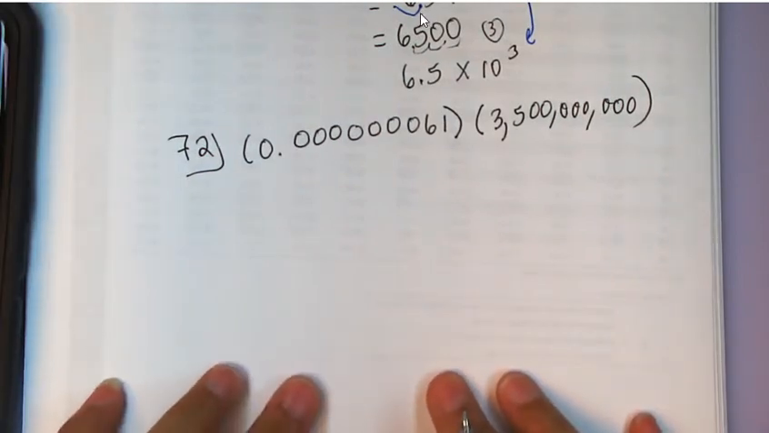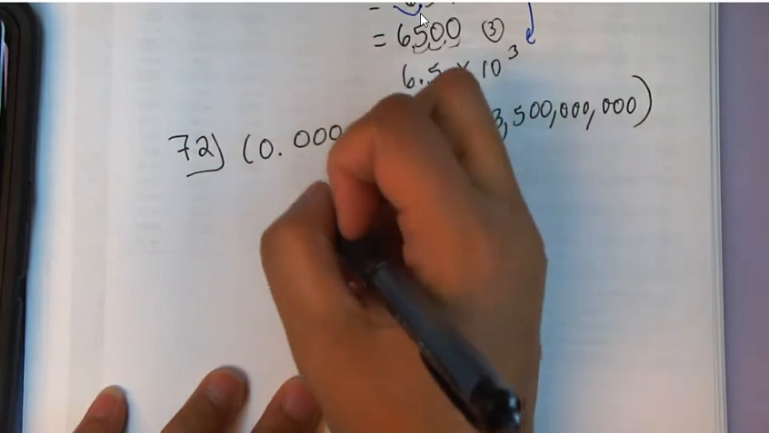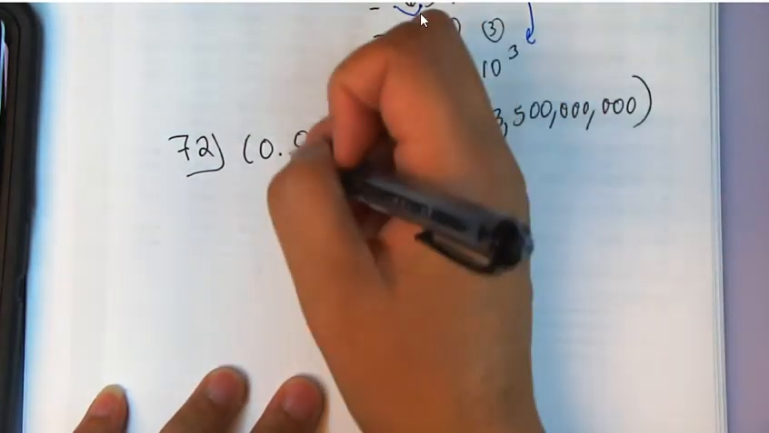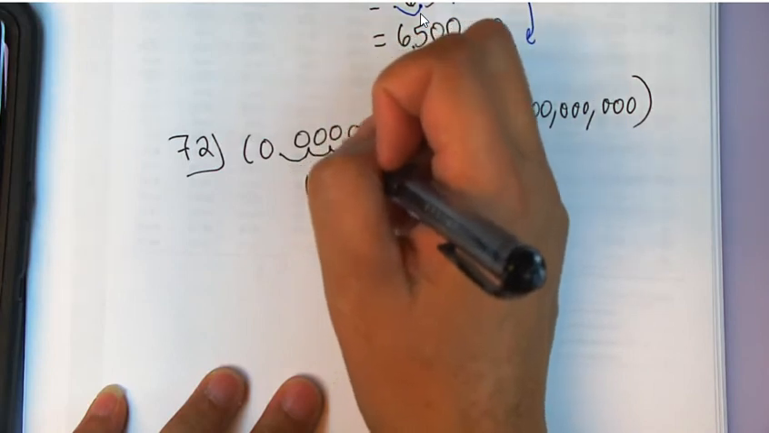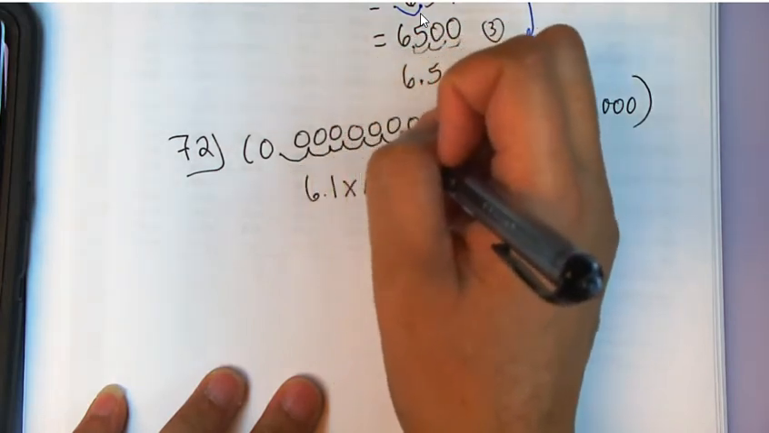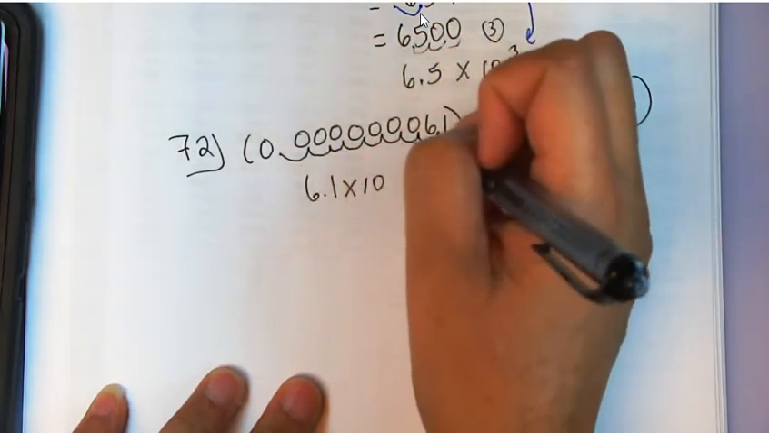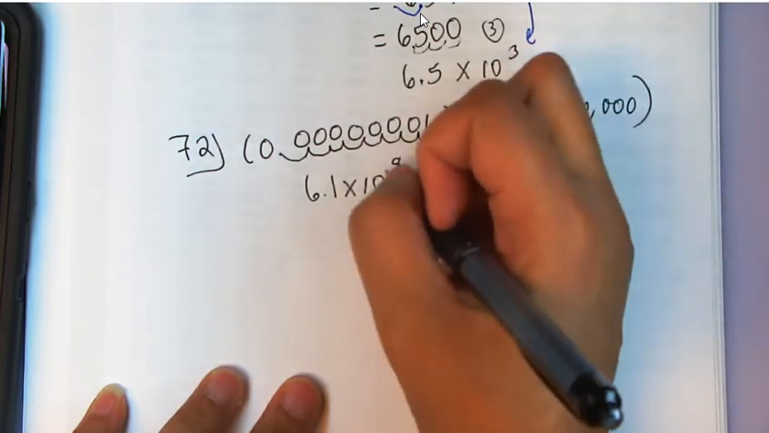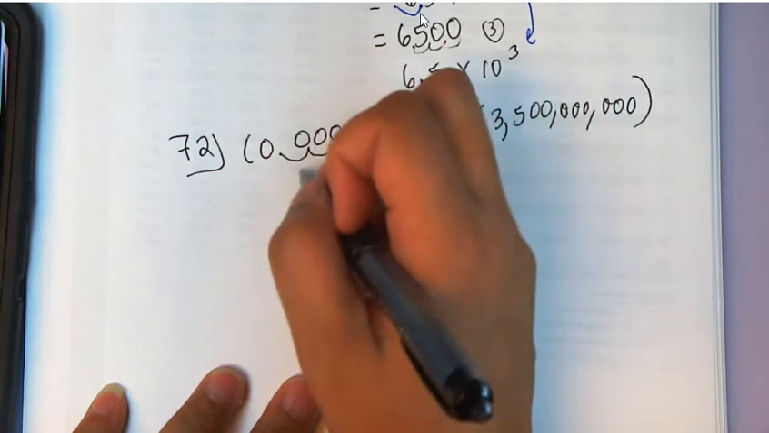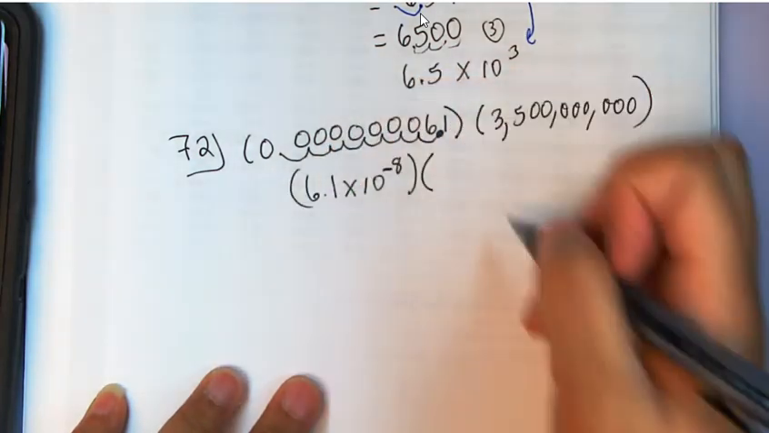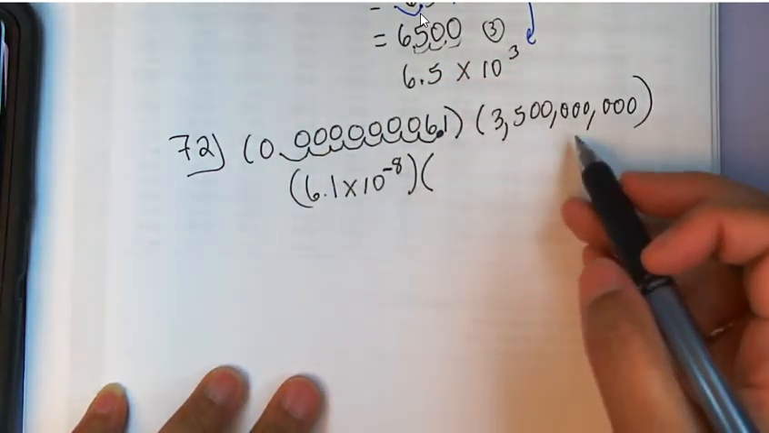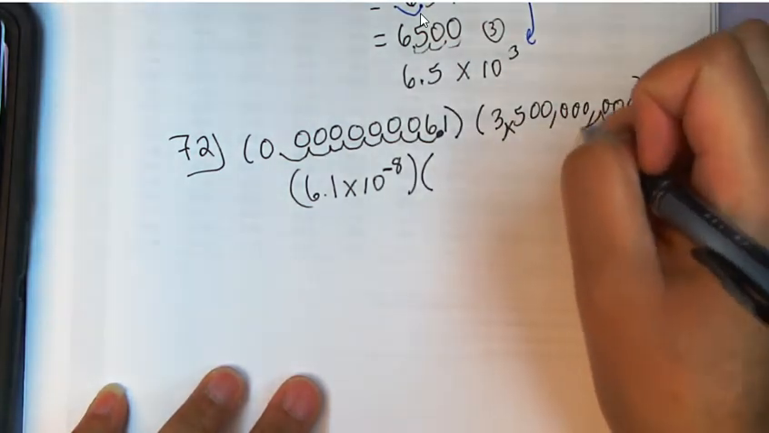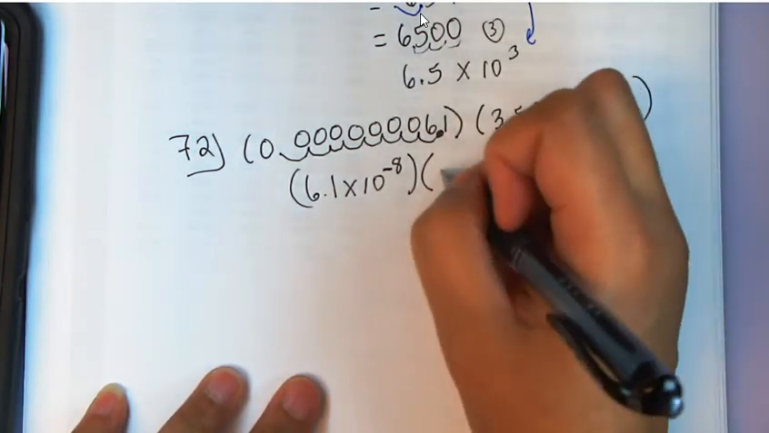We get 6.1 times 10. And remember, we're moving it 1, 2, 3, 4, 5, 6, 7, 8 times. We're moving it 8 times. So that's going to be 8. But because our number was small, it's going to be negative. Times, let's see. X marks the spot here. So we're moving it 1, 3, 6, 9. So we end up with 3.5 times 10 to the 9th.